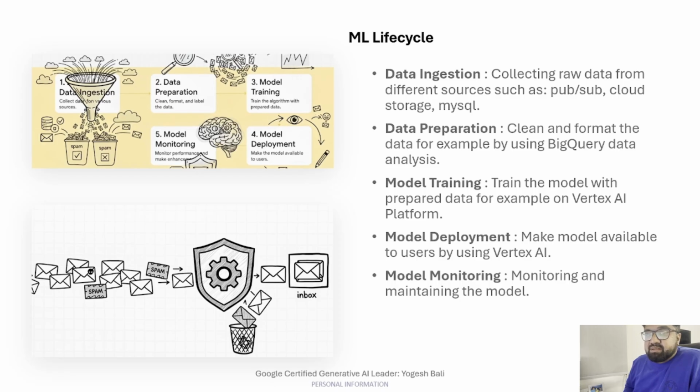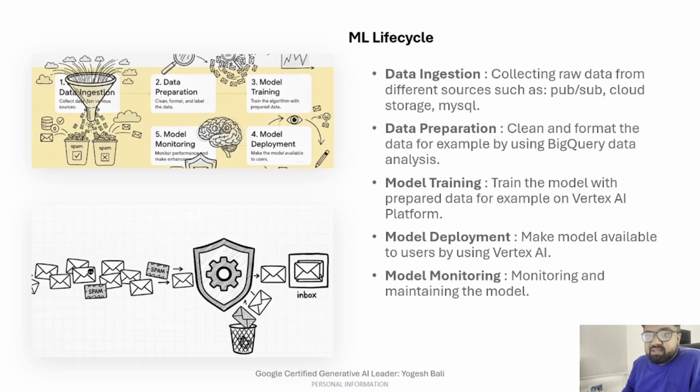Google products like BigQuery data analysis are helpful here. Then the next stage is model training. We train the algorithm with the prepared data. A tool we can use is the Vertex AI platform. Next stage is model deployment. Here we make the model available to the users. And the final stage is model monitoring. In model monitoring, we monitor the performance of the model as well as maintain the model.